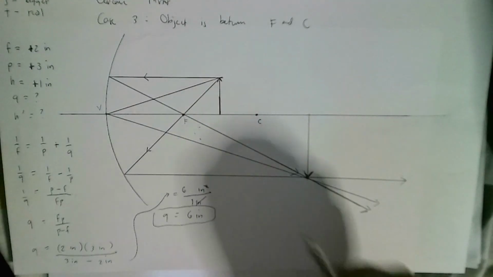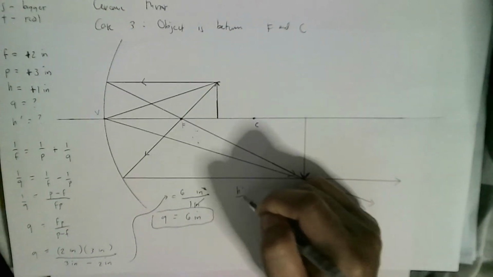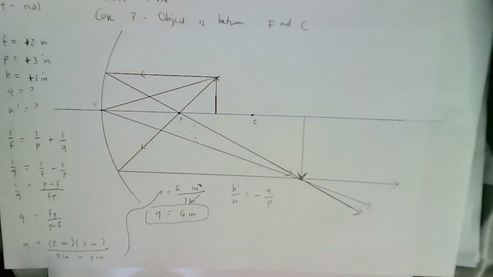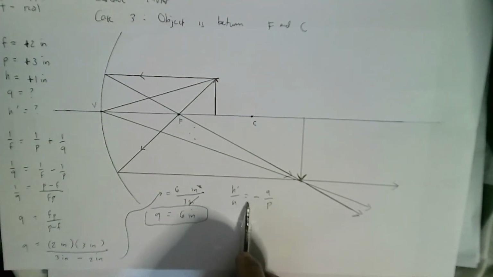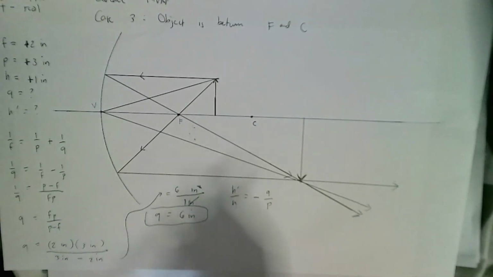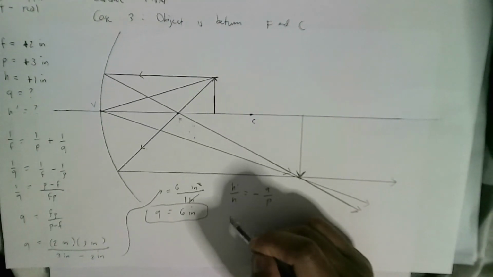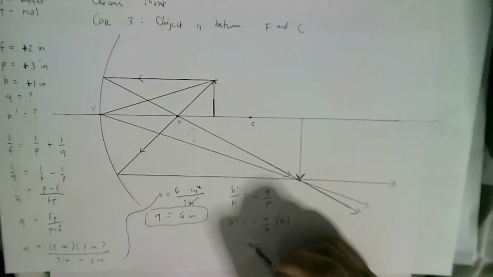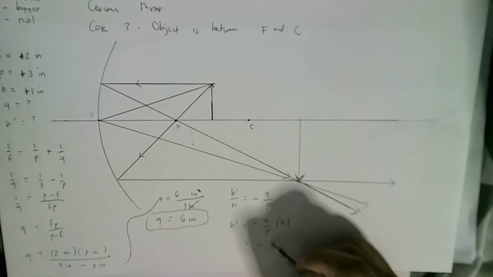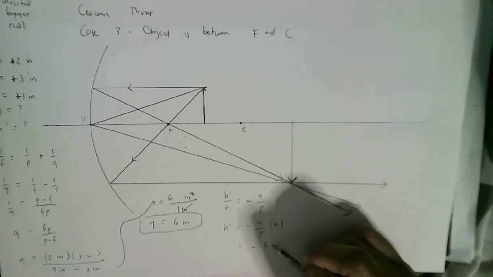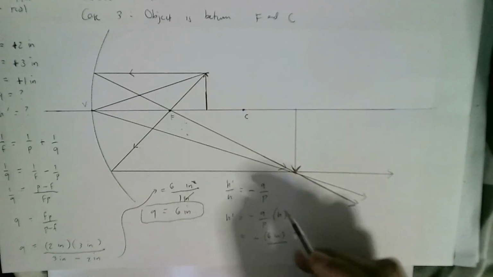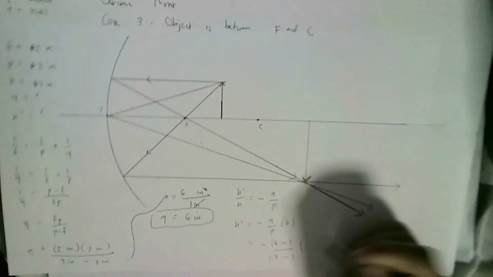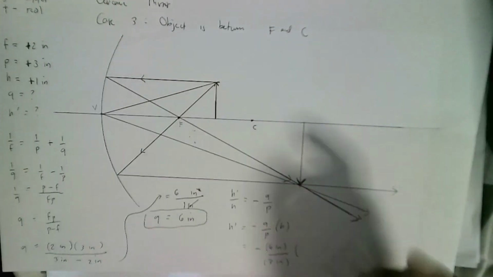Now, how about the H prime? Well, H prime over H is equal to negative Q over P. Take note that the negative there is already inherent. So it's already there, so don't remove that. So if I want to solve for the H prime, it's just negative Q over P times the H itself. So negative Q is, as we have solved here, 6 inches, which is positive 6, divided by P, which is 3 inches, times height, which is 1 inch.